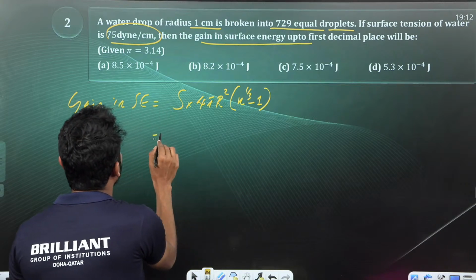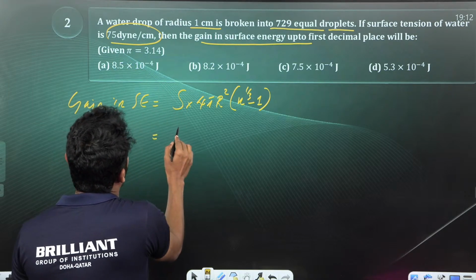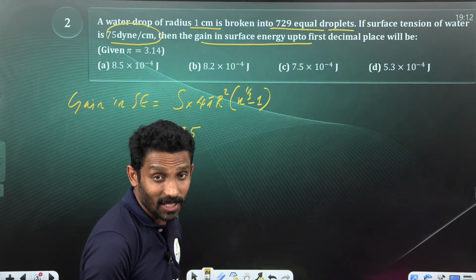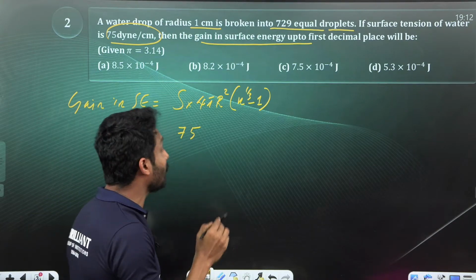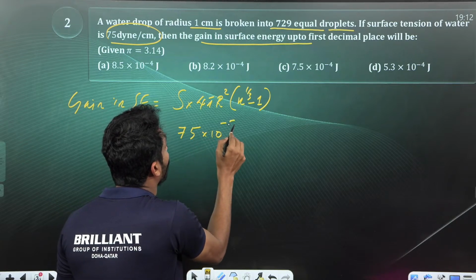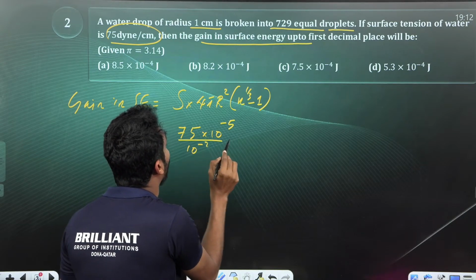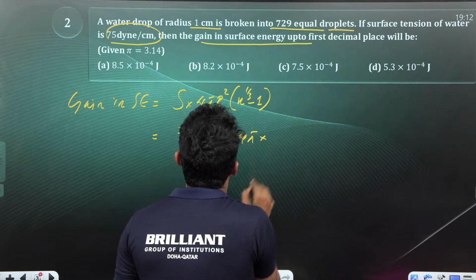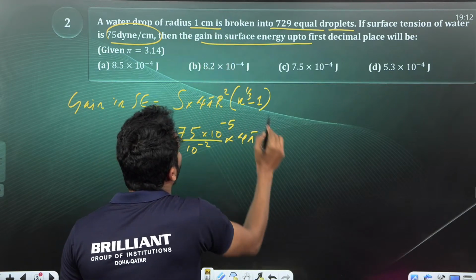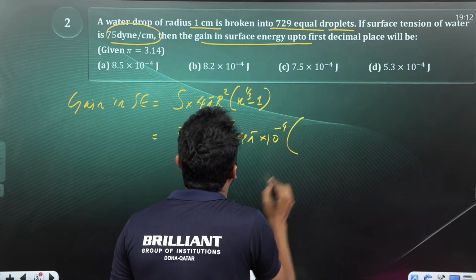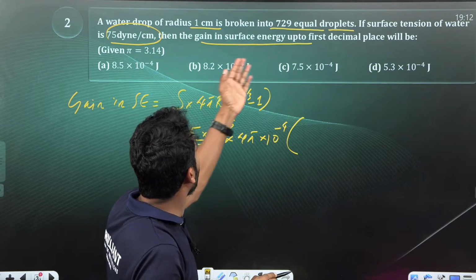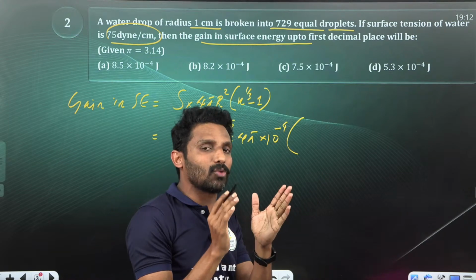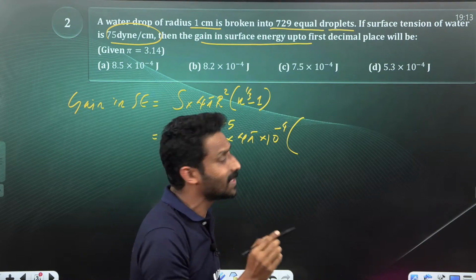Here the values are, surface tension value is 75 dyne per centimeter. Convert that dyne per centimeter into Newton per meter. Dyne is 10 raised to minus 5 Newton and centimeter is 10 raised to minus 2 meter. Into 4 pi into square of the radius, 1 centimeter square is 10 raised to minus 4. Here n is 729. 729 raised to 1 by 3, cube root of 729, it is 9.